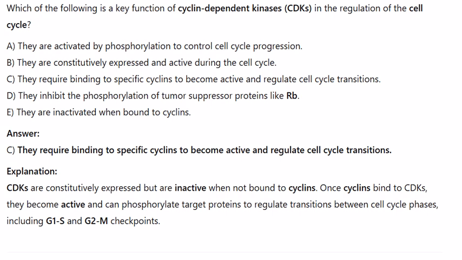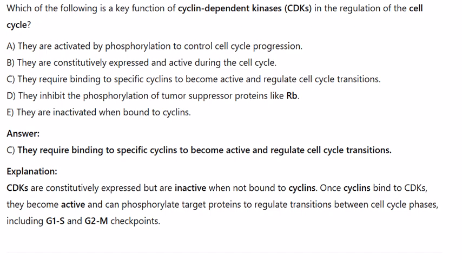Explanation. CDKs are constitutively expressed but are inactive when not bound to cyclins. Once cyclins bind to CDKs, they become active and can phosphorylate target proteins to regulate transitions between cell cycle phases, including G1/S and G2/M checkpoints.